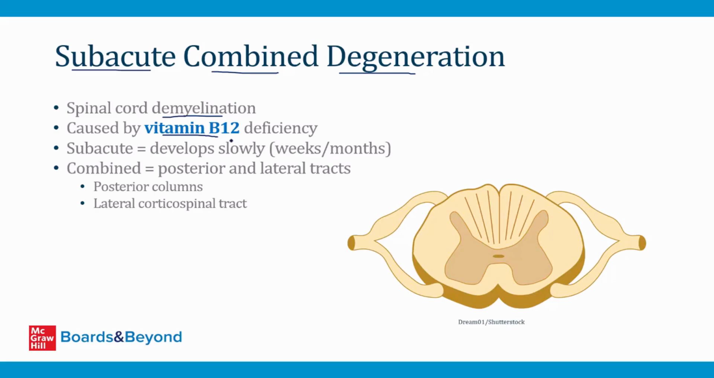The name of this disorder tells you everything you need to know about it, so it's called subacute because it develops slowly over weeks or months, not acutely over hours or days, and not chronically over years. And then it's called combined because it affects the combined posterior columns and also the lateral corticospinal tract. If you recall, both of these tracts have nerve fibers that are large and myelinated. I talk about this in the video on cells of the nervous system. And so because these two tracts have fibers that are large and myelinated, they're the ones that get affected in a B12 deficiency when you can't make myelin.